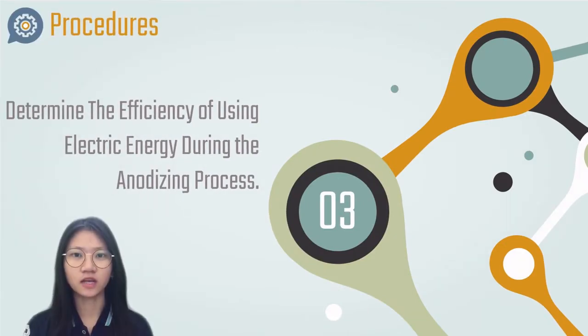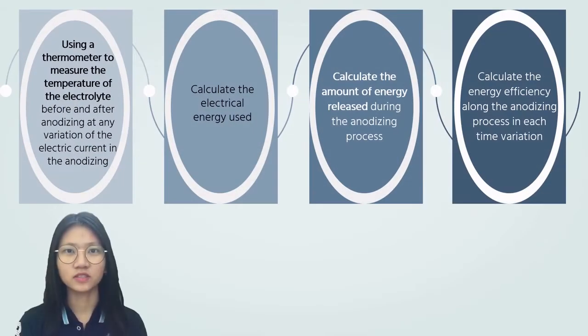The last procedure is how to determine the efficiency of using electric energy during the anodizing process. First step, we use a thermometer to measure the temperature of the electrolyte before and after anodizing at each variation of the electric current in the anodizing. And the next, calculate the electrical energy used. And then, calculate the amount of energy released during the anodizing process. And the last, calculate the energy efficiency along the anodizing process at each time variation.